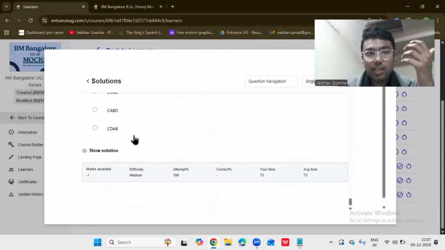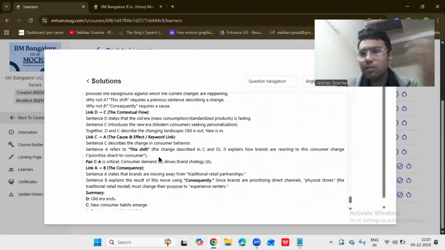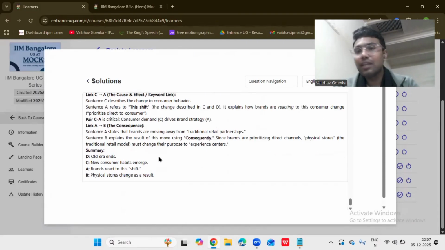Plus one more important thing, our solution is amazing, okay, a detailed solution, and if you will be reading these solutions, it will be very clear ki kya hua hai concept mein, that this is the correct answer, okay.